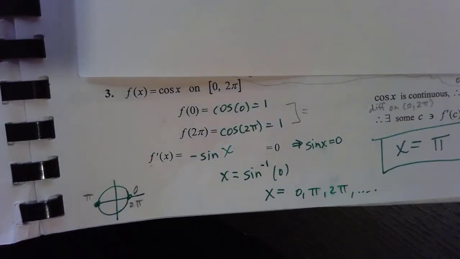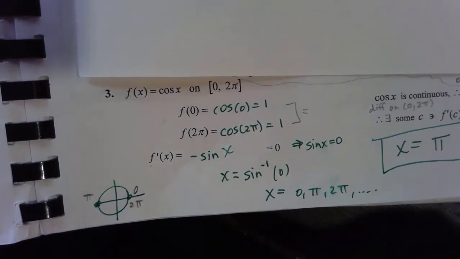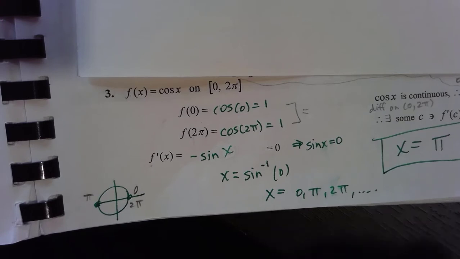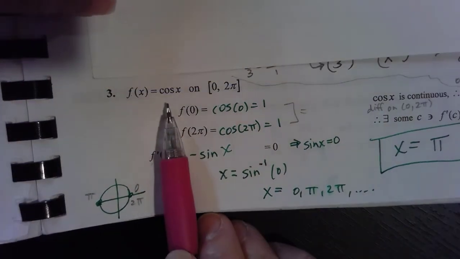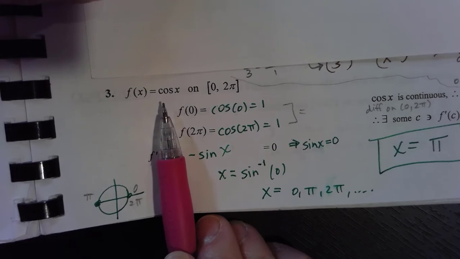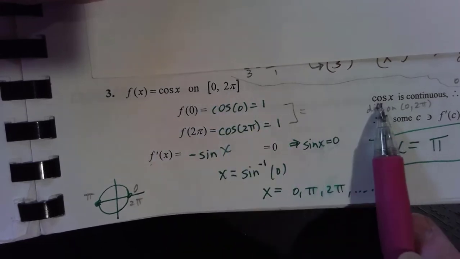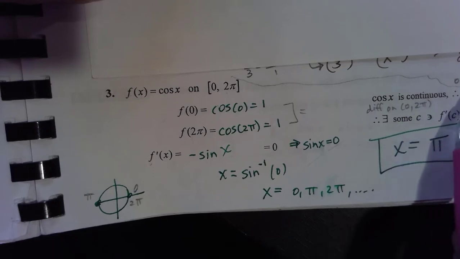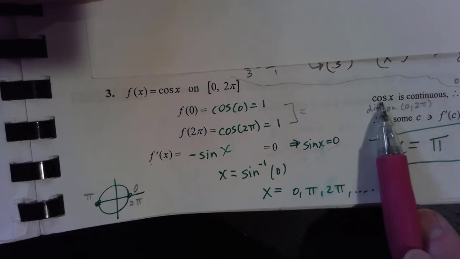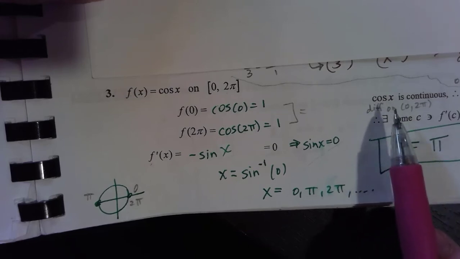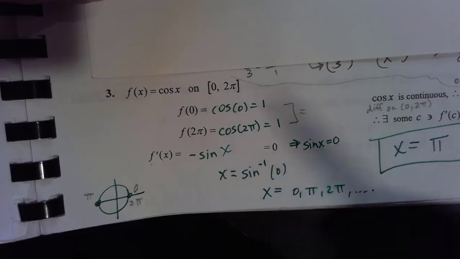Again, Rolle's theorem says let f be continuous on the closed interval from a to b and differentiable on the open interval. Cosine is always continuous. We know what it looks like, so it is certainly continuous on the closed interval. So cosine of x is continuous, and we know that f prime of x, the derivative of cosine, is negative sine of x, and negative sine is still continuous on the open interval from 0 to 2 pi.